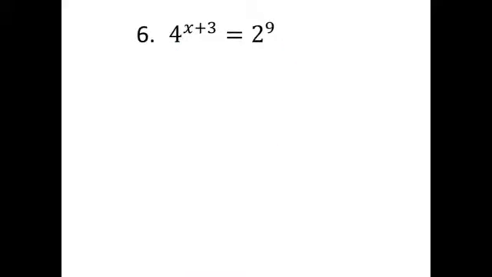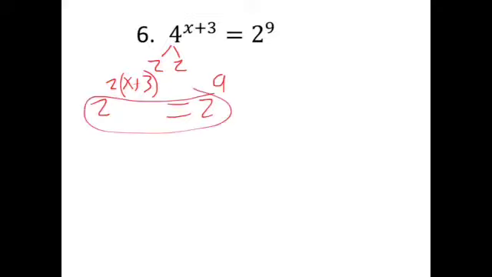Alright, moving on to our next one. Again, we have this situation where one side has a base of 2 and the other one has a base of 4. That 4 can be written as 2 times 2. So we're going to switch the base on the left side, making our base now 2, and we have to take our old exponent and multiply it by 2 to get our new exponent for our new base. On the right side, it's still going to be 2 to the 9th.